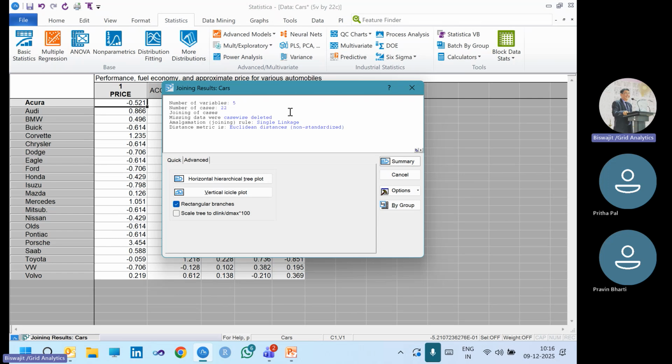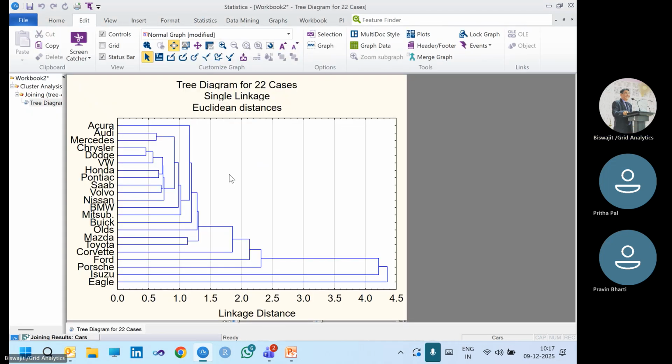This is the output I got: the number of variables or features I have is 5, and the number of cases I have is 22, joining of cases, right? In case of missing data in the data set, I would have got an alert. Here under the quick tab, I got the horizontal hierarchical tree plot and the vertical icicle plot. So let's explore this, right? On the basis of the single linkage we had selected and the Euclidean distance, this is the graph output.